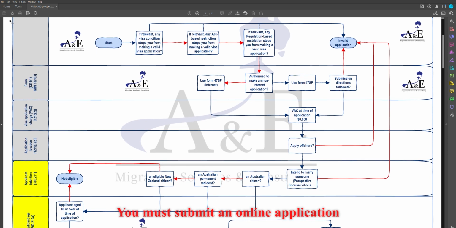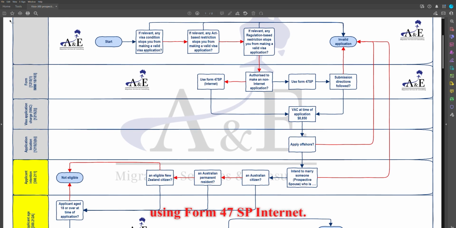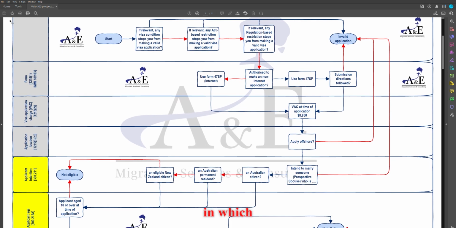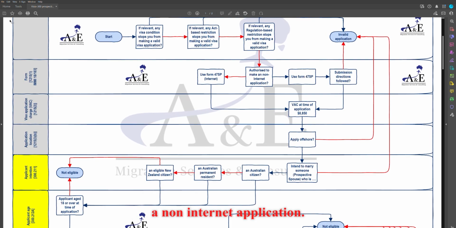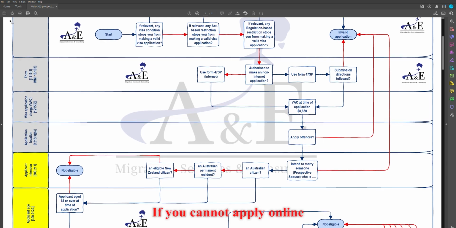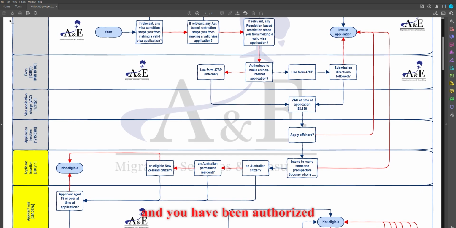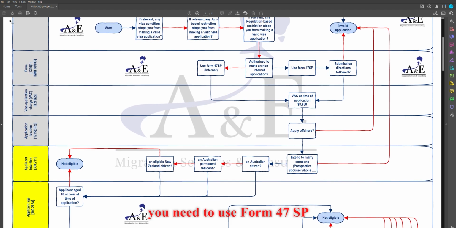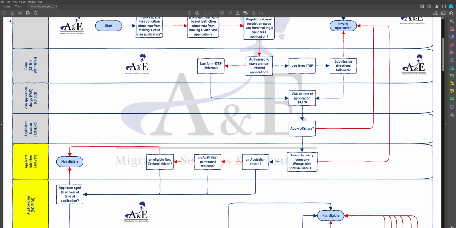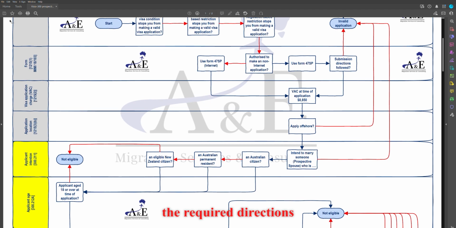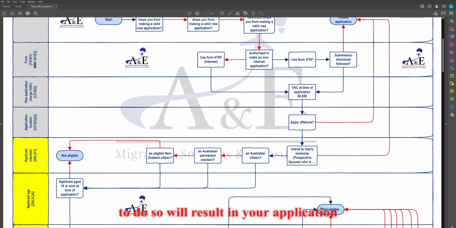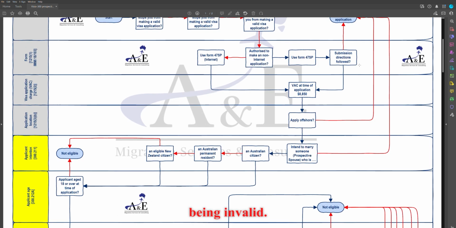You must submit an online application using Form 47SP Internet. There are very limited circumstances in which you may be authorized to submit a non-internet application. If you cannot apply online and you have been authorized by the department to submit a non-internet application, you need to use Form 47SP. Please ensure that you follow the required directions from the department when submitting a non-internet application, as failure to do so will result in your application being invalid.